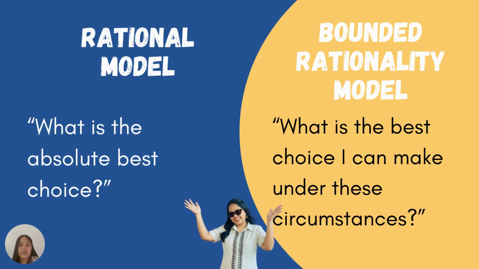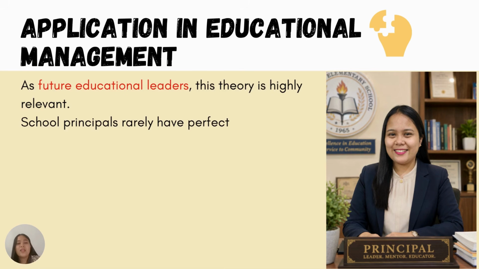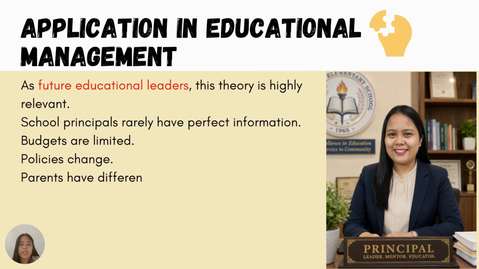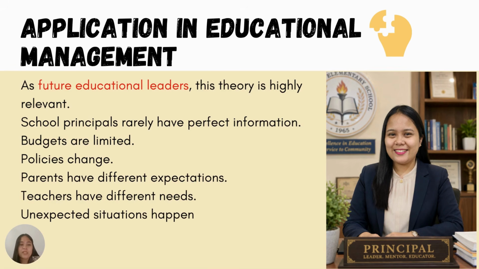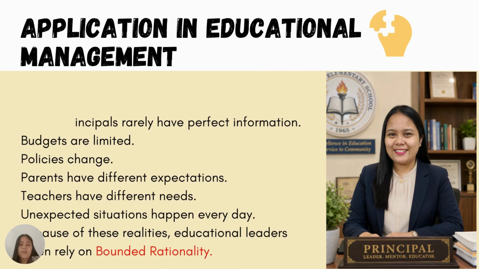It answers the question, in rational model, what is the absolute best choice? While in bounded, what is the best choice I can make under these circumstances? Let's move on to the application in educational management. As future educational leaders, this theory is highly relevant. School principals rarely have perfect information. Budgets are limited, policies change, parents have different expectations, and teachers have different needs. This is all about bounded rationality.